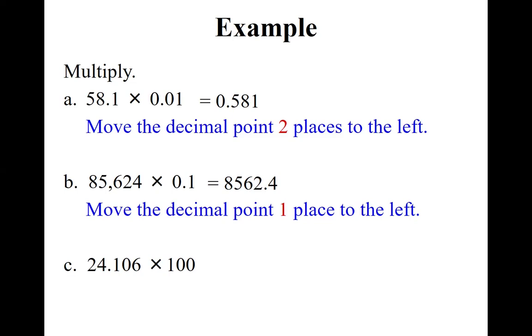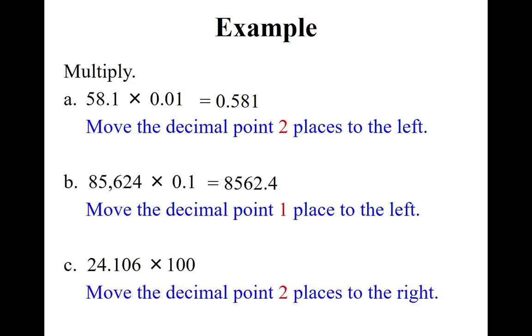And then in C, we're multiplying by 100. That's greater than 1. There are 2 zeros. We're moving 2 to the right. The decimal point moves from where it is to between the 0 and the 6. 2,410.6.